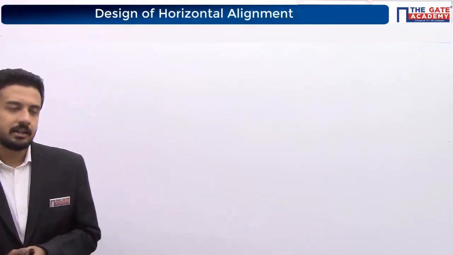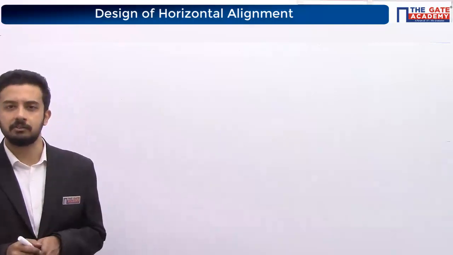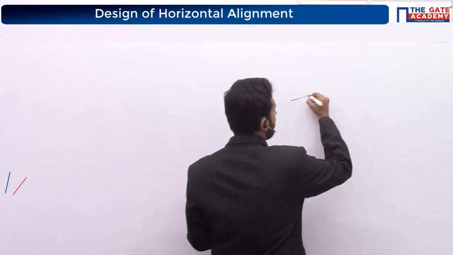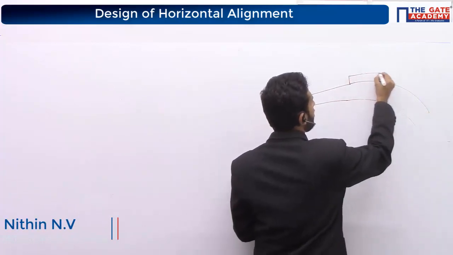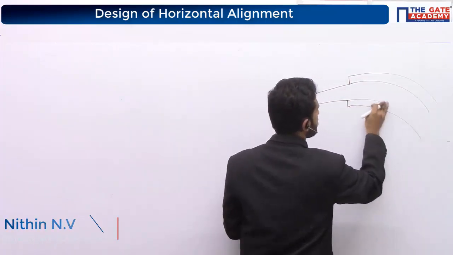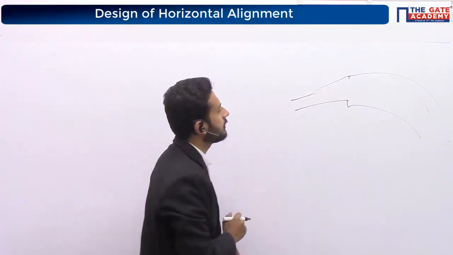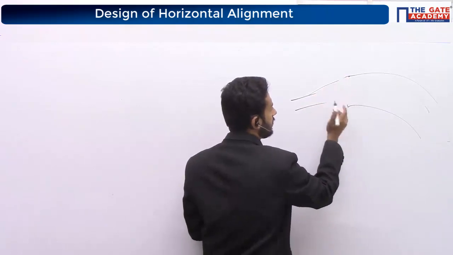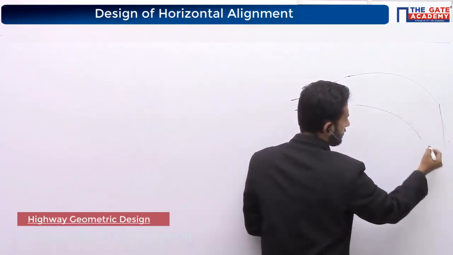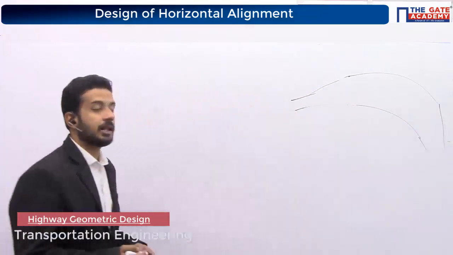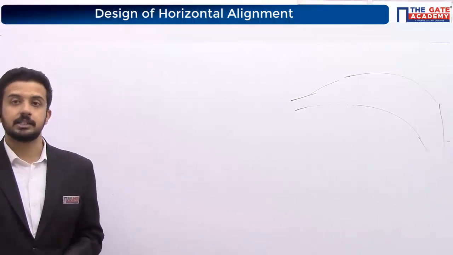So we were discussing the extra widening. I told you that on a curve we need some extra width. If a straight road is there and suddenly we have a curve, we can't give the extra widening just like that. So what do we need? We need some connection between the straight road and the horizontal curve. Similarly, after the curve we also need some connection between the horizontal curve and the straight road. That portion we call the transition curve.